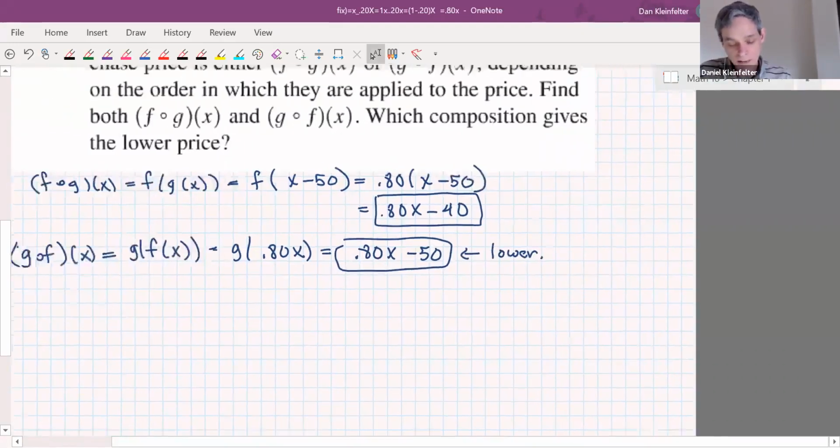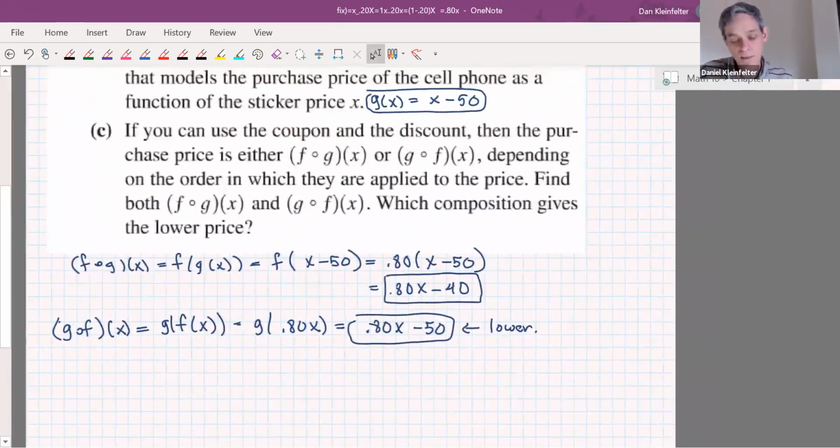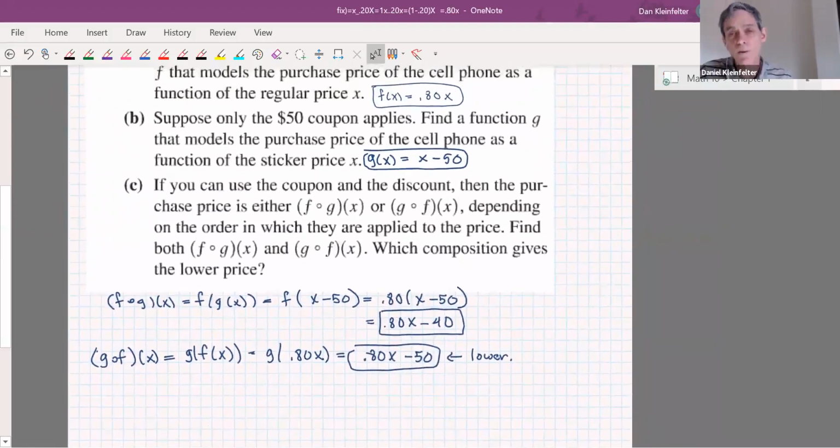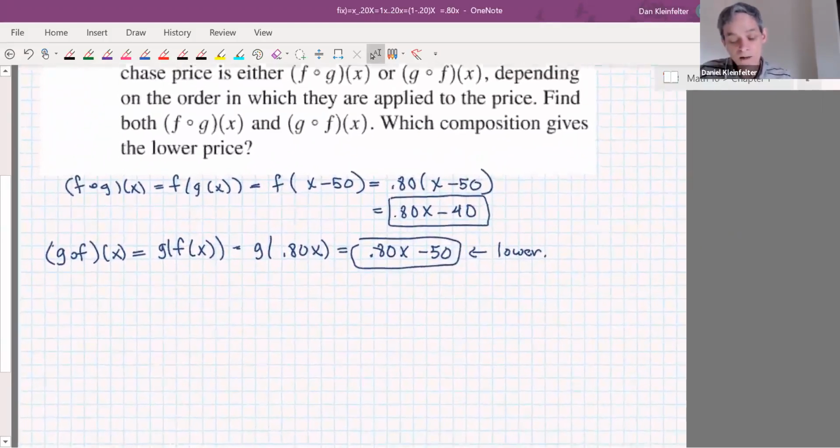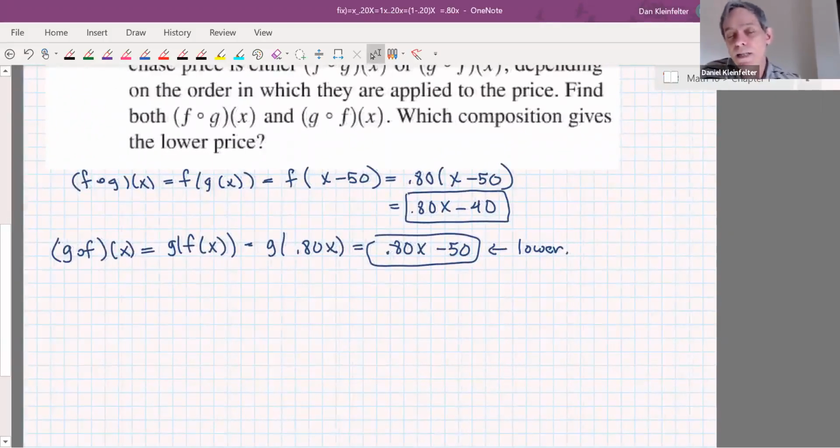Okay, so let's think about that in the context of the story a little bit. So you have this phone, the regular price is x. They can either take $50 off or they can take a percentage off. If you think about it, you're better off if they do the percent discount before they do the flat dollar amount of discount.